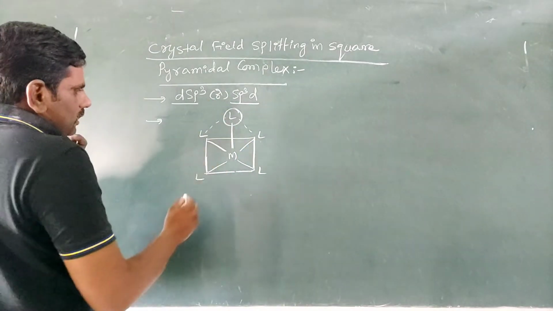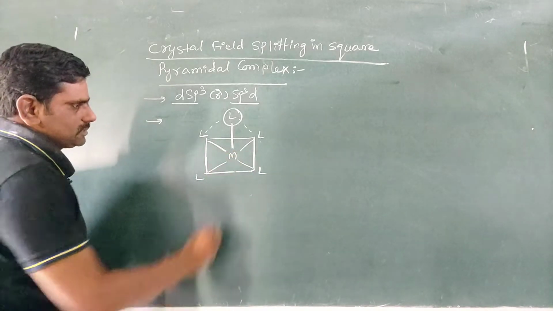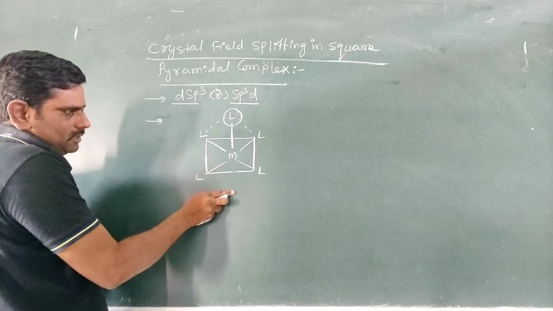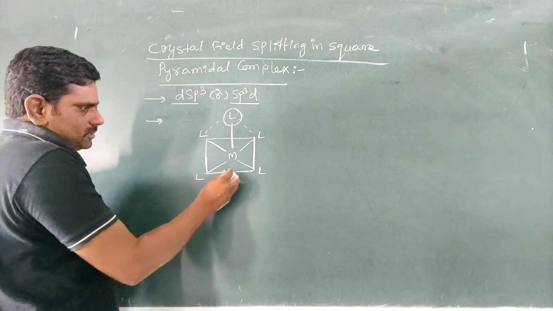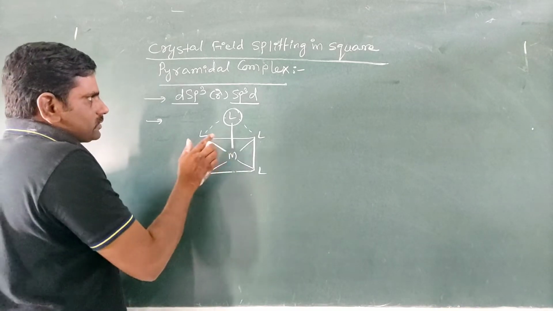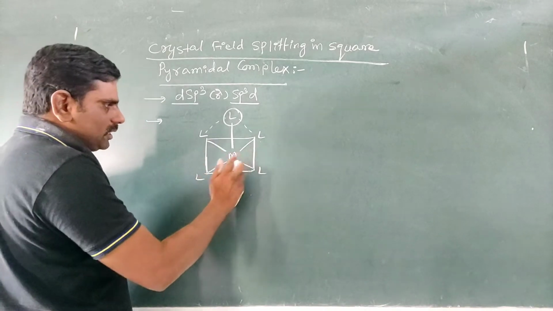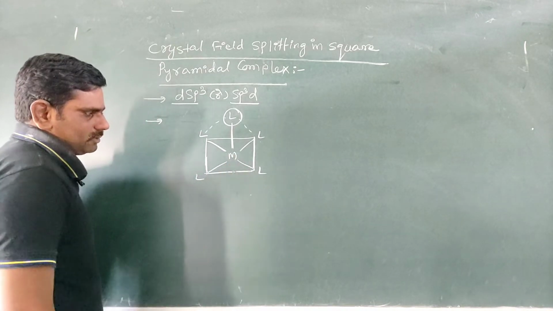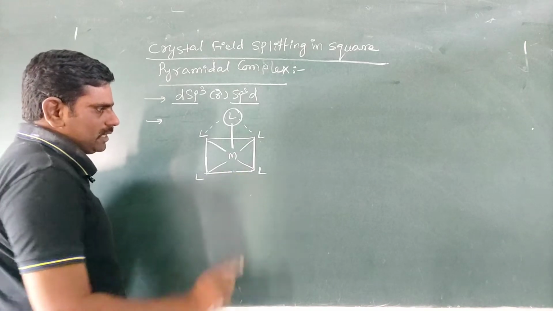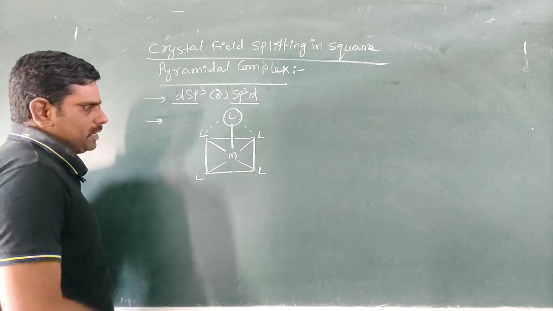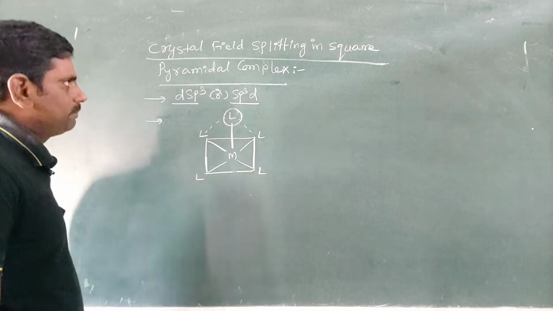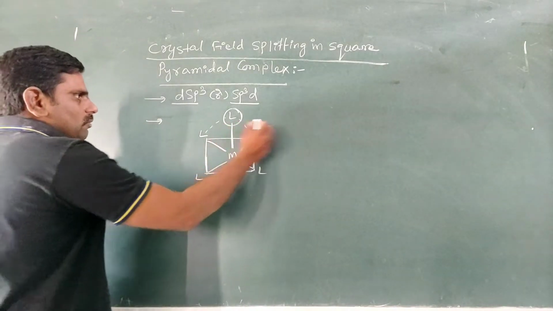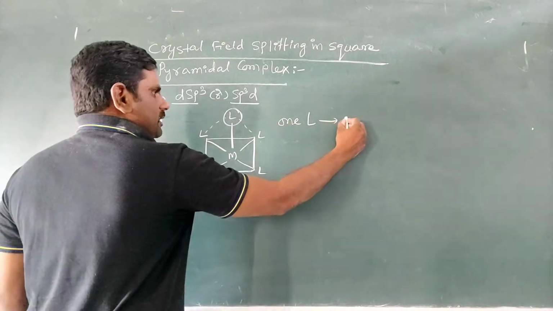So, square pyramidal complex is formed from an octahedral complex. If another ligand is there on the other z-axis, here, then that is an octahedral complex. There is no ligand here. So, square pyramidal complex is formed from an octahedral complex by removal of one ligand from the Z axis. Observe here, one ligand is present on the Z axis.